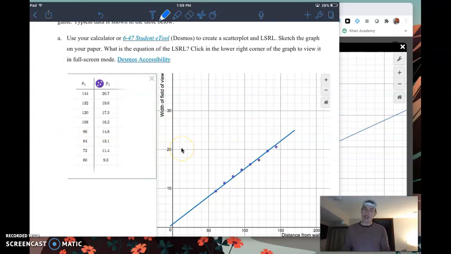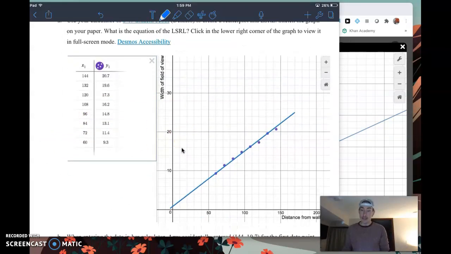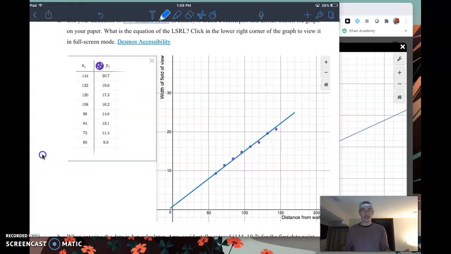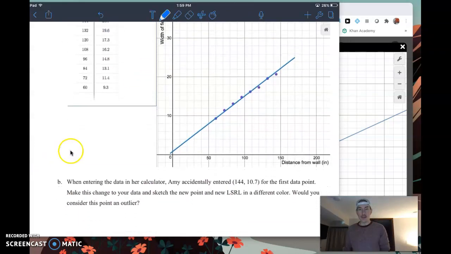Not perfect. I know my scale's a little off because my graph may not be the exact same dimensions, but you see what I'm talking about there. Now watch what's going to happen. We also have the equation. I see I got a slope of 0.13373. I've got an intercept of 1.65952. This looks awesome.